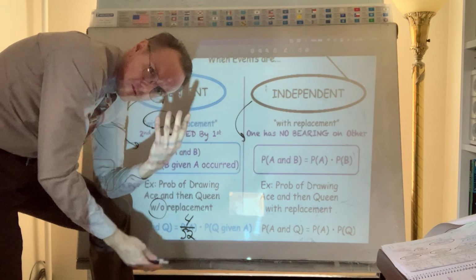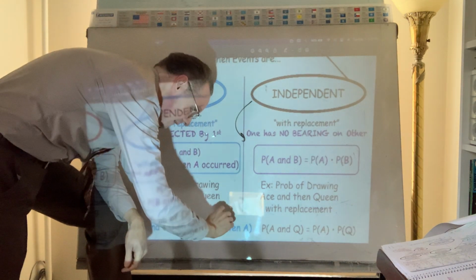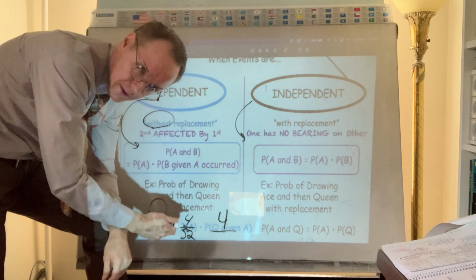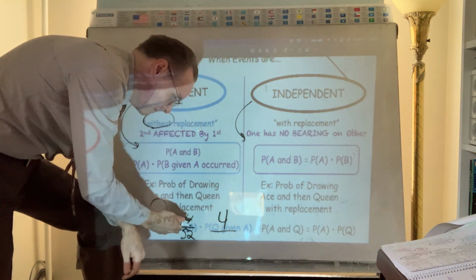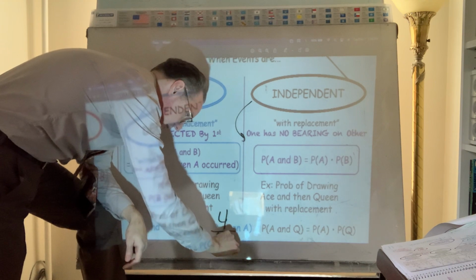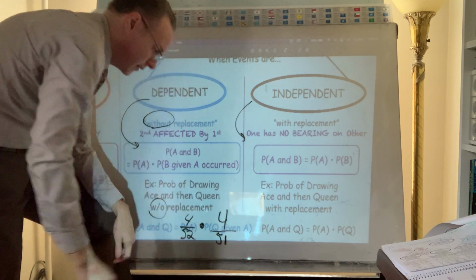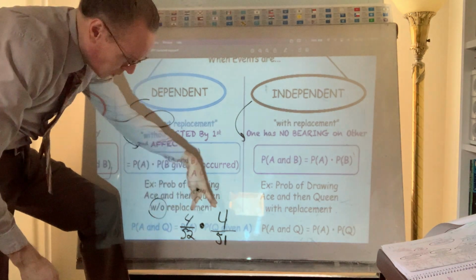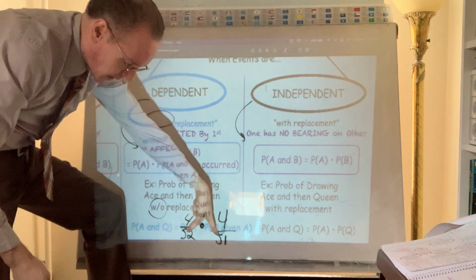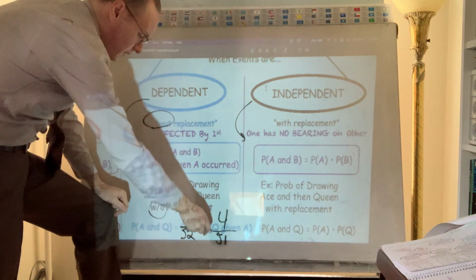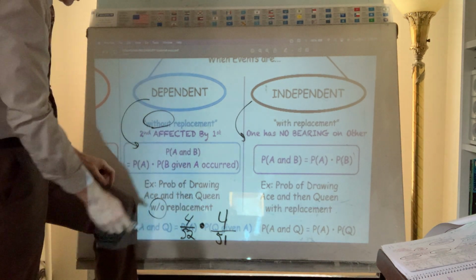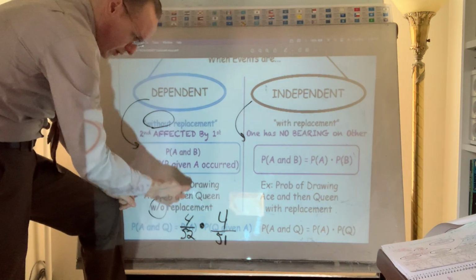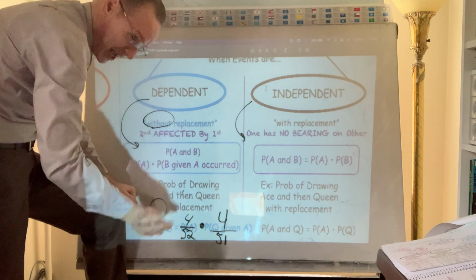There's still going to be 4 queens, right? But how many total cards are there now? There's no longer 52. So that means that you have 51, when you multiply. Remember the basics of fractions? When you're multiplying fractions, you don't care if the denominators match. You can just multiply the top times the top, the bottom times the bottom, the numerators by the numerators, denominators by denominators at will.